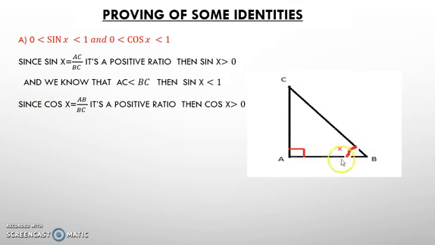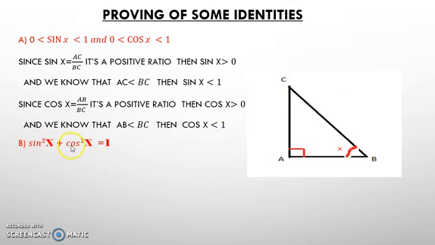Cosine x is equal to the adjacent side AB of the angle x over the hypotenuse, and these two sides also are positive, then cosine x is positive. And we know that BC is the hypotenuse, then AB is less than BC, so the ratio is less than 1, so cosine x is less than 1.